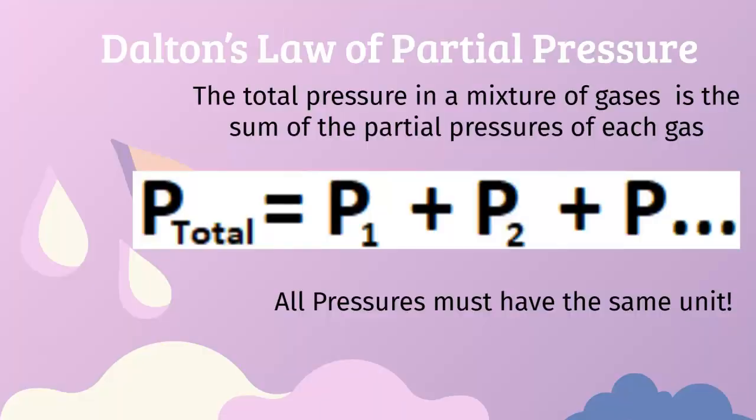Starting with Dalton's law of partial pressure. Basically, Dalton's law states that the total pressure in a mixture of gases is the sum of the partial pressures of each gas. So if you add up all of your partial pressures, you're going to get your total pressure. Now, in order to plug into the Dalton's law formula, all pressures must have the same unit. If they're different units, you have to convert them so that they're the same unit first.